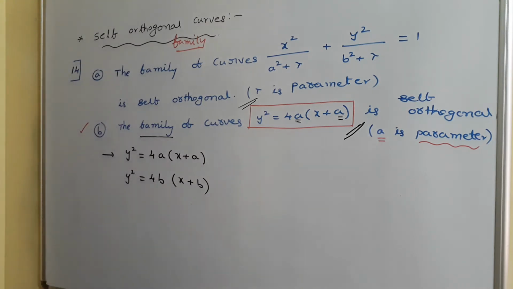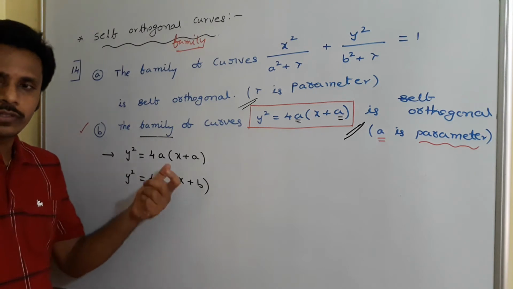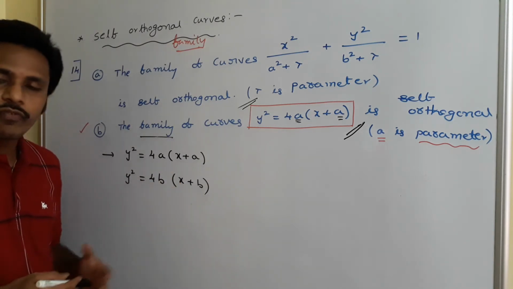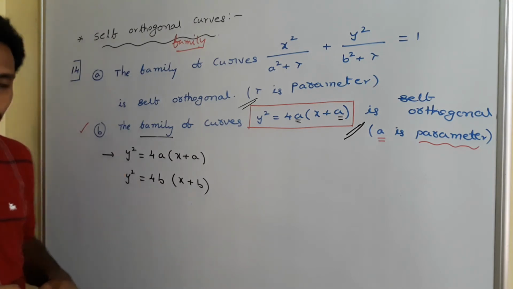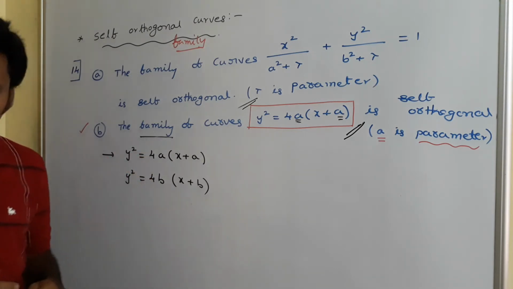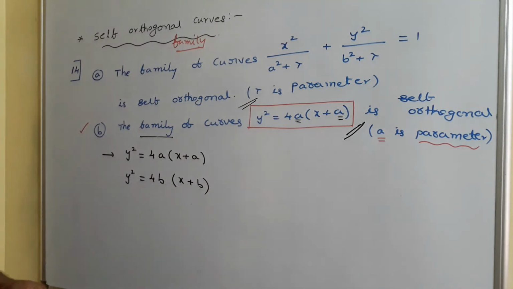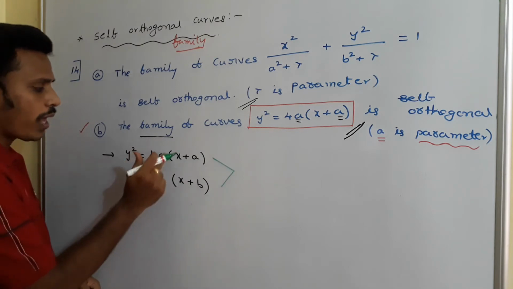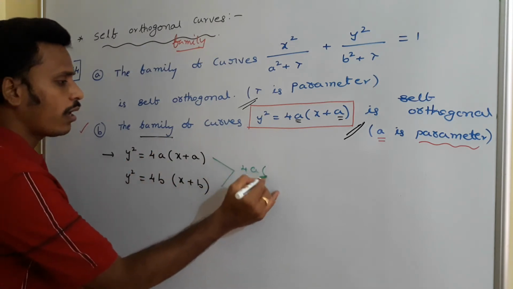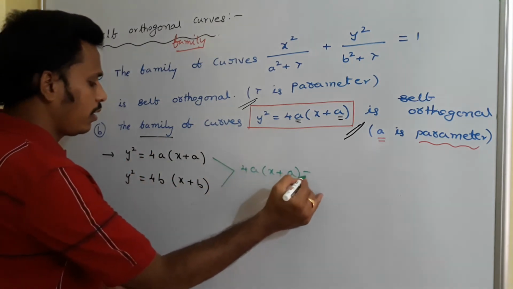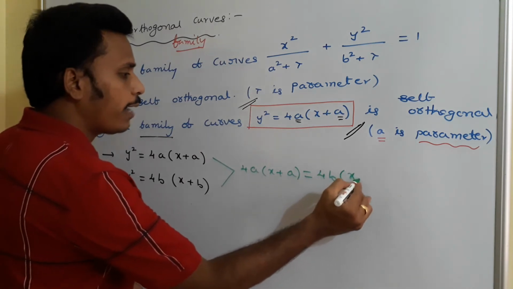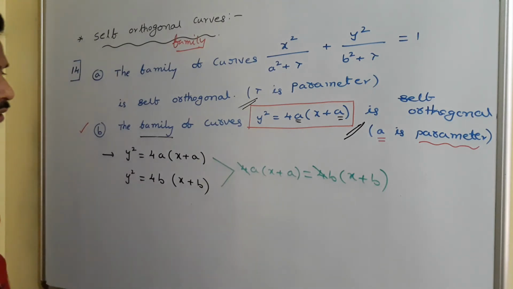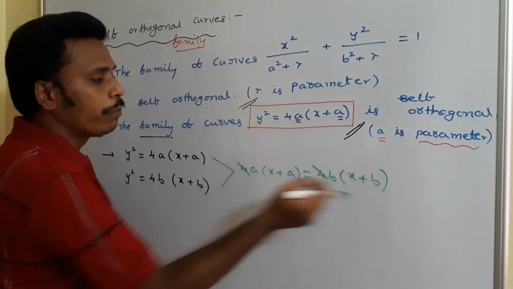Now our task is to show that the product of the slopes is minus 1. Before calculating the product of the slopes of the tangents, we need a common point. So for these two, you just try to calculate a common point. Easily you will calculate it. Since it is y square and y square, you just equalize these two: 4a times (x plus a) is equal to 4b times (x plus b). You just cancel off 4 and 4, and then ax plus a square equals bx plus b square.